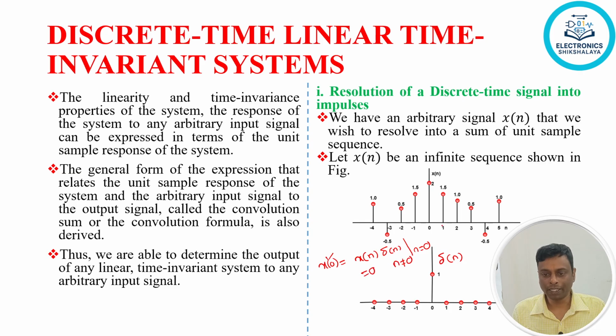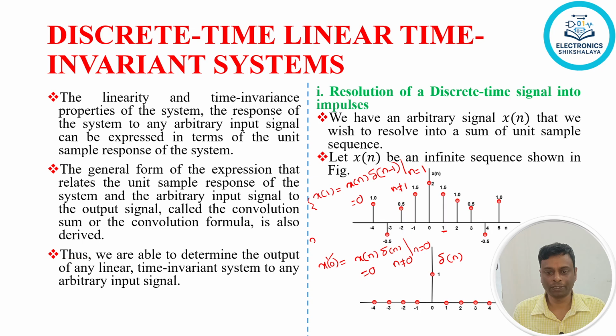Similarly, I can write x of 1. x of 1 can be written in terms of del of n as x of n into del of n minus 1. If n equals 1, this will be del of 0, which is 1, so we get x of 1. And if n is not equal to 1, it is 0. This is how you can express x of 1 and x of 0.